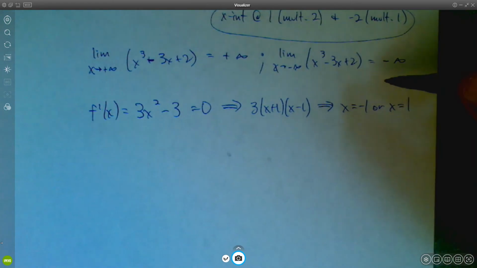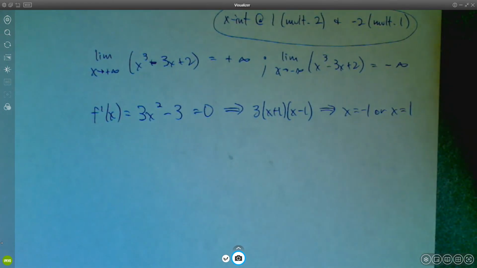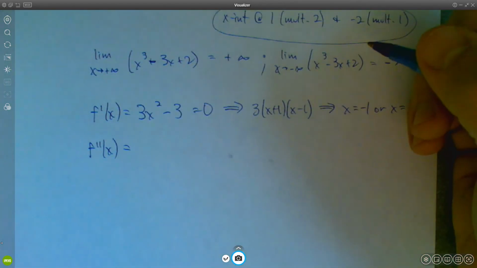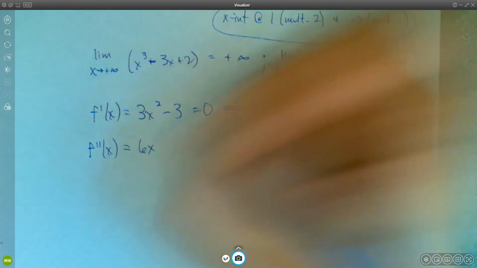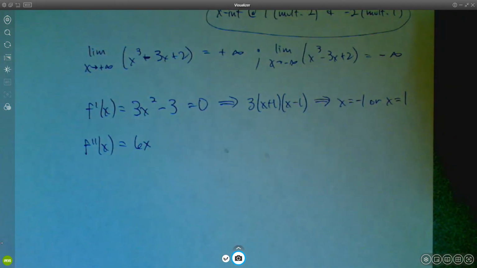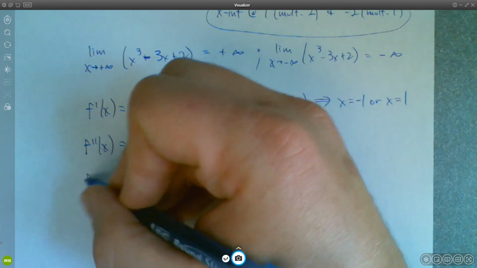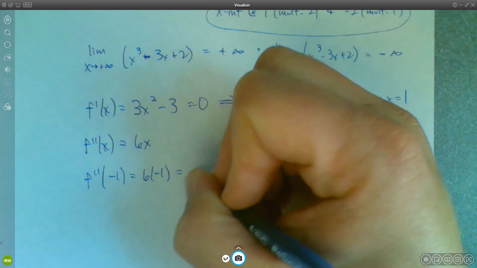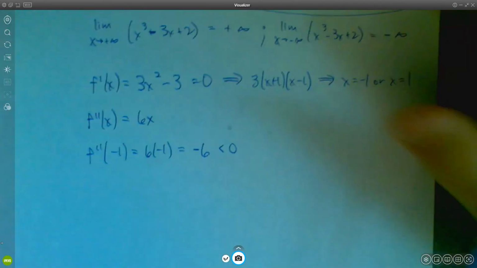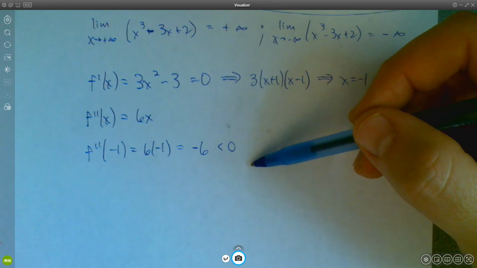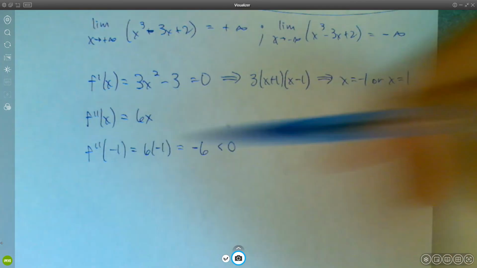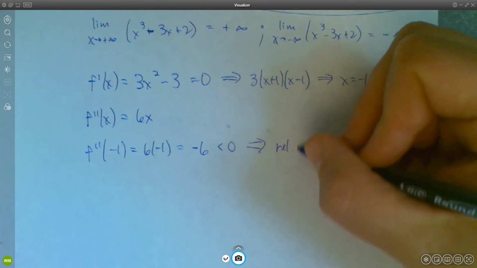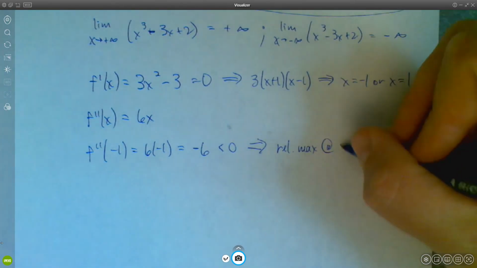to decide if either or both of those are relative extrema, we can use the second derivative test. Second derivative is going to be 6x. Okay, if I plug in negative 1, I get 6 times negative 1, that's negative 6, which is less than 0. If the second derivative is less than 0, that means you're concave down, so you must have a maximum at negative 1, right? So this implies that you have a relative max at x equals negative 1.